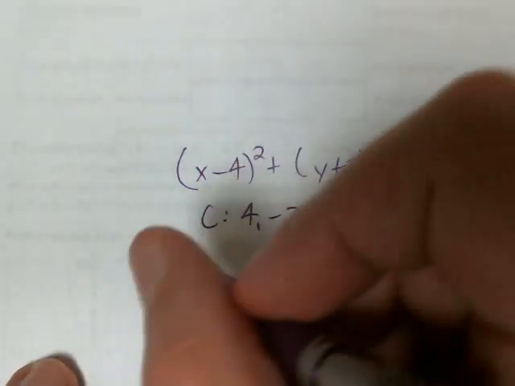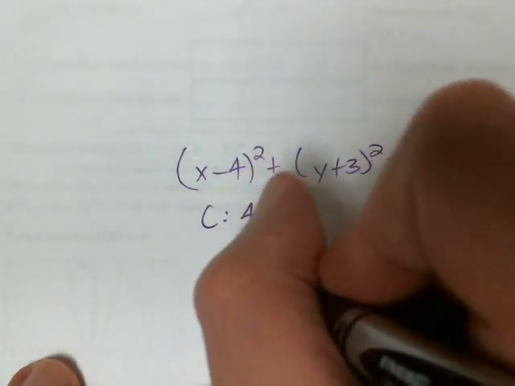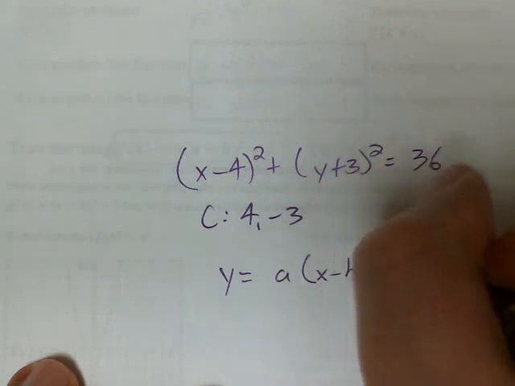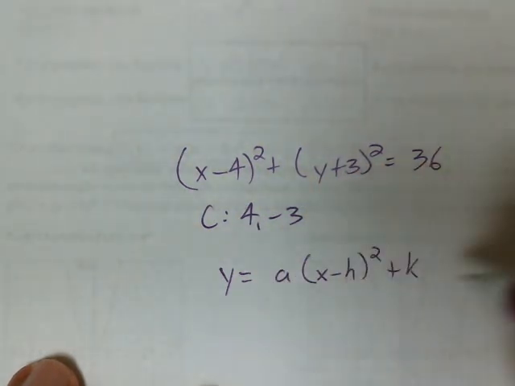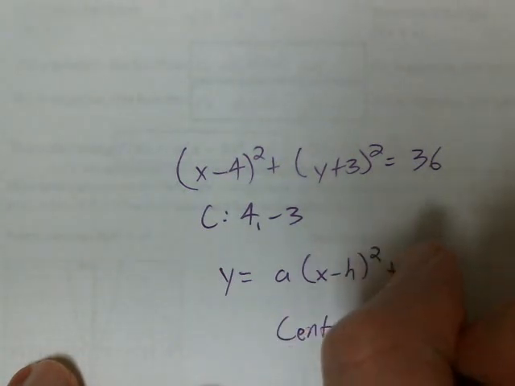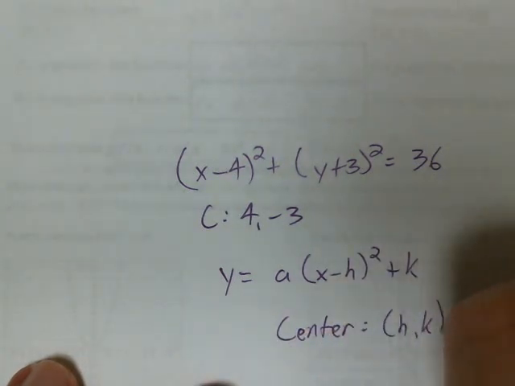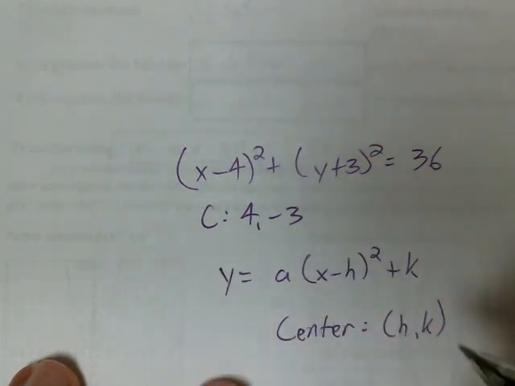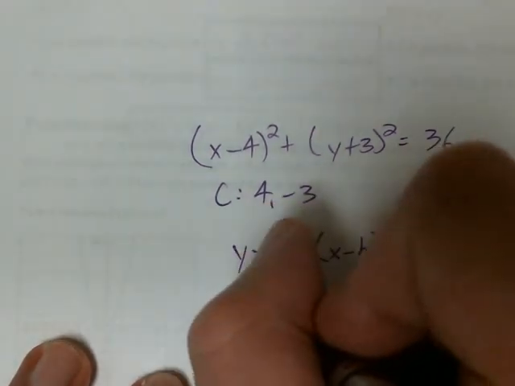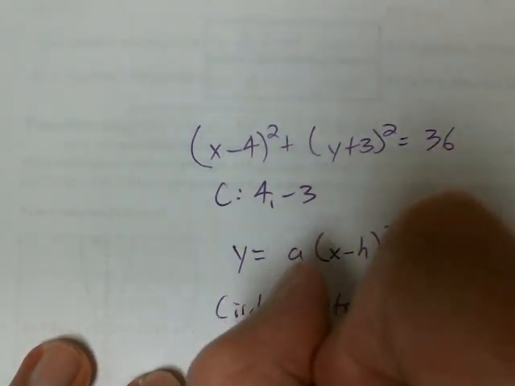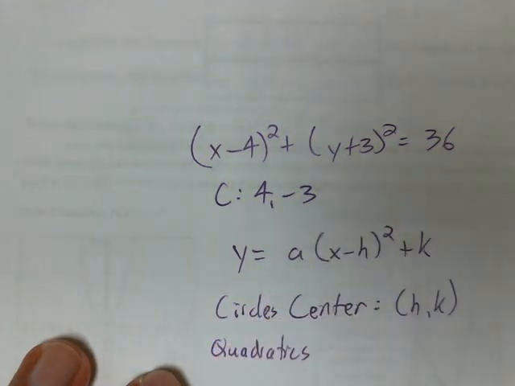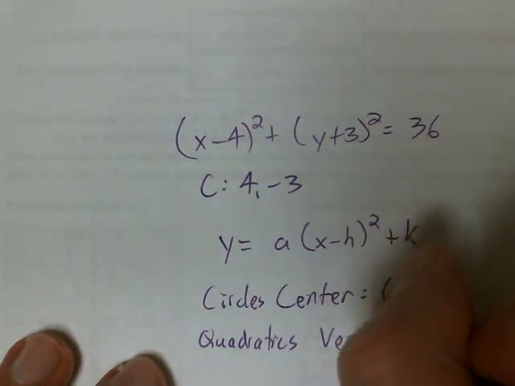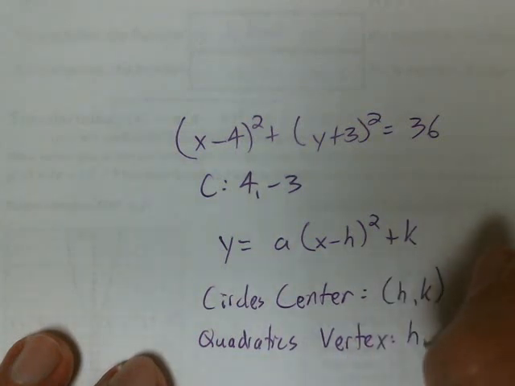If I'm in vertex form of my quadratic, it's going to be y equals a times x minus h squared plus k. Well, my center is actually going to be h comma k. I don't want negative h, negative k. I want the center, which is h comma k. So for circles, its center equals h comma k. Let me write this down. That's for circles. For quadratics, I don't have a center. I've got a vertex. So the actual vertex in this case is also going to be h comma k.